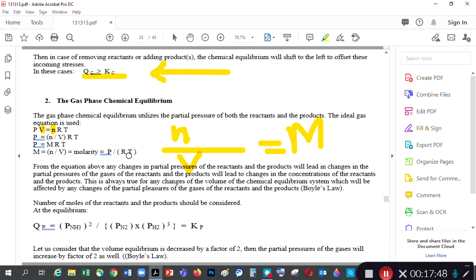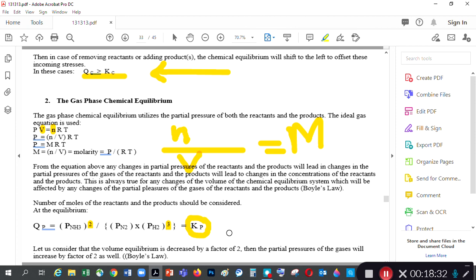So if we consider our reaction using not the molar concentrations but the partial pressures of the reactants and the products, then we have the partial pressure of the ammonia squared divided by the product of the reactants' partial pressures. Note this is cubed for hydrogen. This will be our Kp, the chemical equilibrium constant using partial pressures of the reactants and the products, correct?